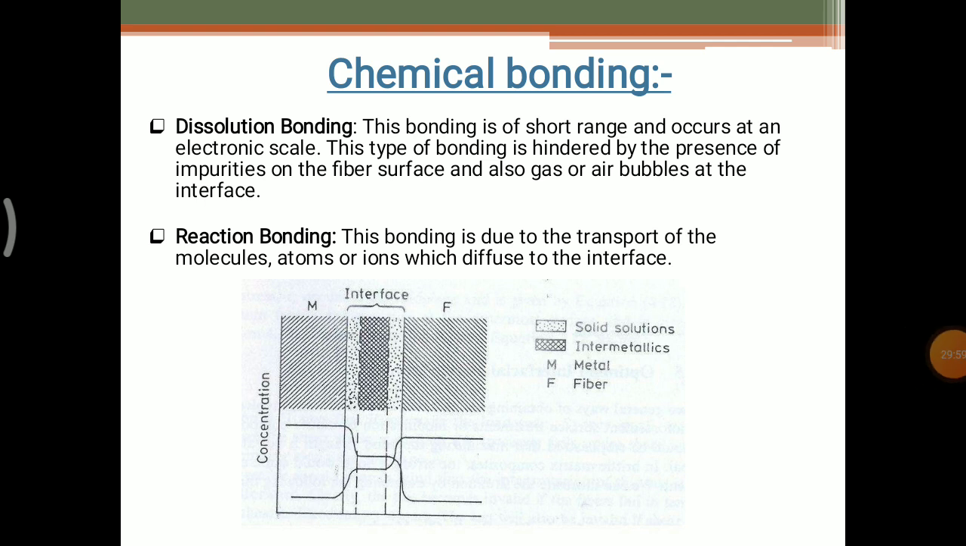So this is the basic difference between mechanical bonding and chemical bonding. In chemical bonding, reactions are observed at the boundaries, that is, on the matrix phase as well as the reinforcement phase. But in mechanical bonding, it is only combined in the structure. So that is the basic difference between mechanical bonding and chemical bonding. Here we are using fibers as reinforcement, and fibers are widely used as reinforcement in fiber reinforced composites.